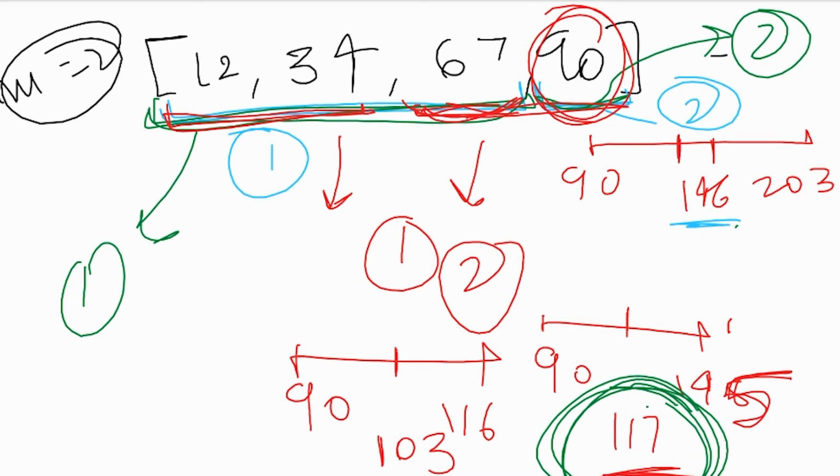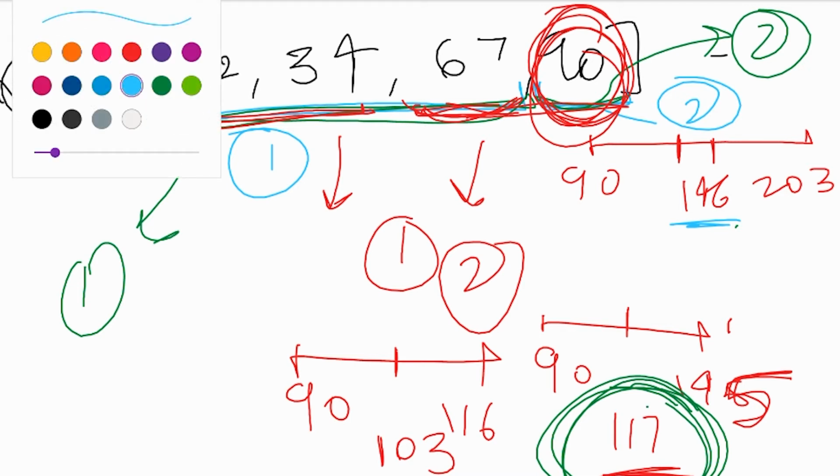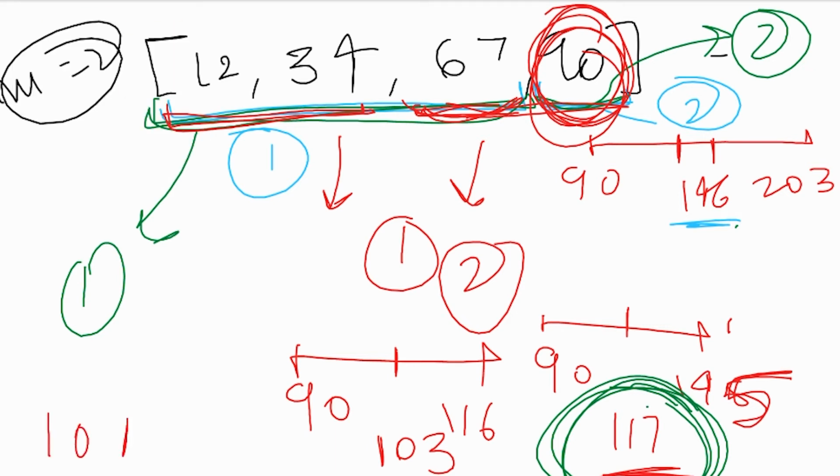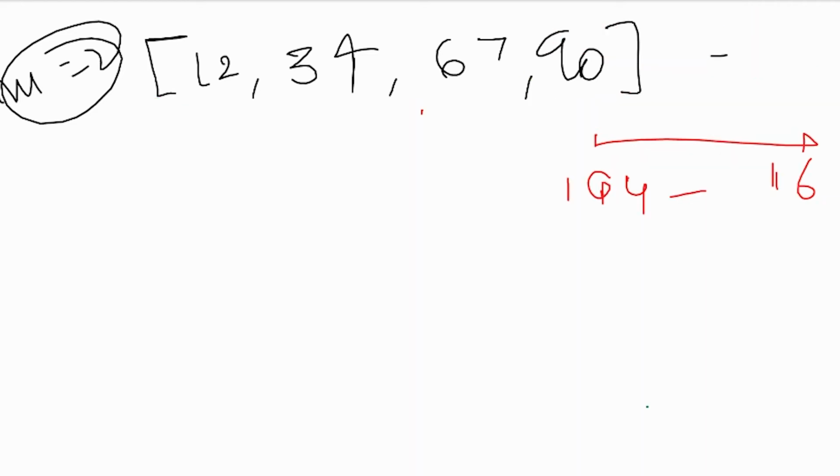Now what to do? I don't have 3 children. I have only 2 children. So I can't give this book. This book is left alone. Therefore, this is not a possible answer. I will have to look for more number of pages. Therefore, if I want to look for more number of pages, I will move my start to mid plus 1, to look for the potential answer. So now my range will become 104 to 116. Now my new range is 104 to 116. What's the mid now? The mid is 110.